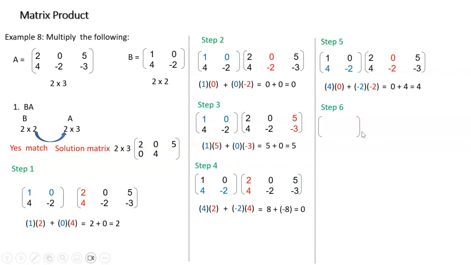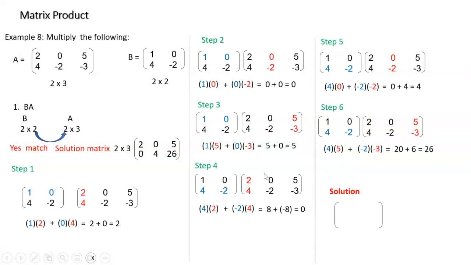Now step 6, which will be the last step here. We're going to multiply the second row times the third column, which will be 4 times 5 plus negative 2 times negative 3 will give us 6, right? So it will be 20 plus 6 will give us 26. And that's your solution. Okay? That's the way you multiply matrices. There's the solution.